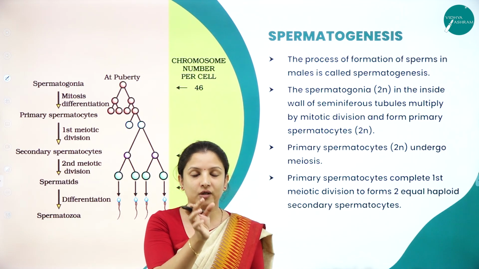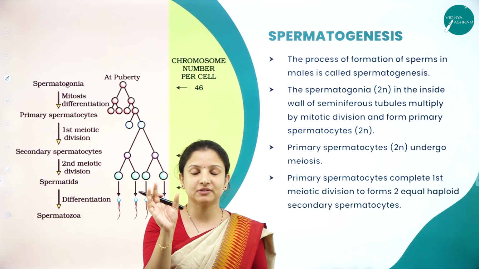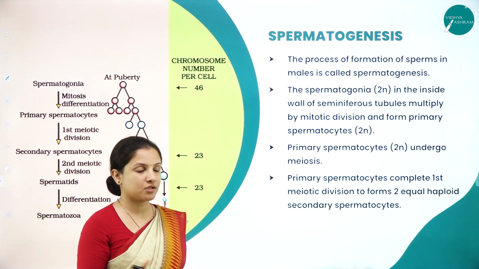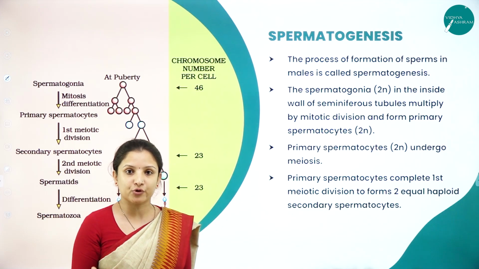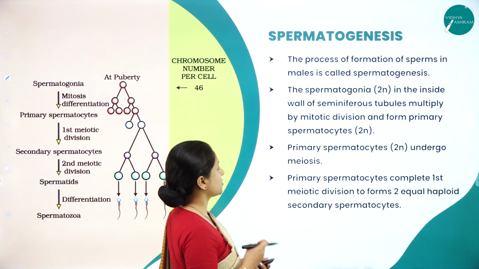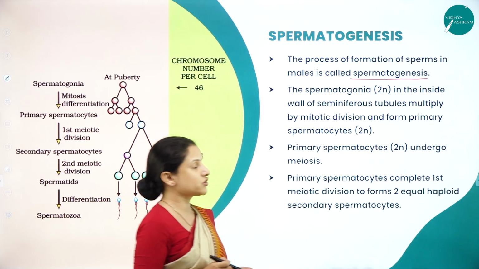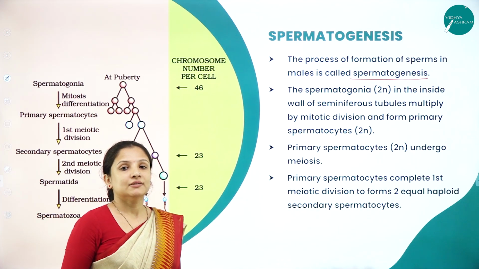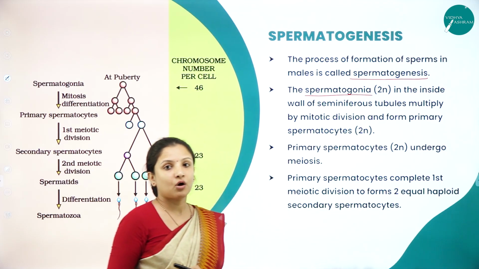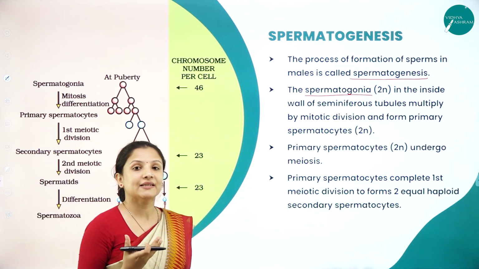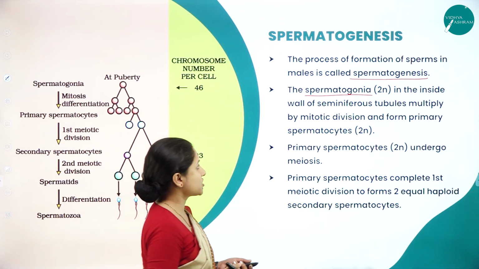Again here, split the word, spermatogenesis. Sperma means sperms, and genesis means production or formation. So how does the formation of sperms occur, or how are sperms produced inside the testis? We will look into that. The process of formation of sperms in males is called spermatogenesis. Here we have the cells called spermatogonia, the male germ cells. About all that, in the previous sessions we have learned.